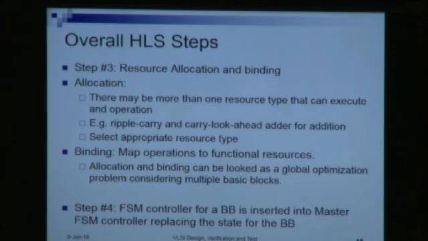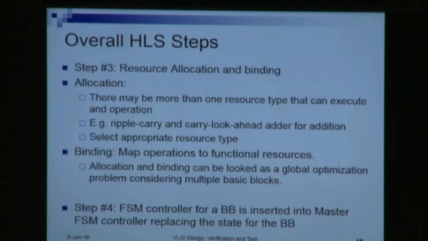So there may be more than one resource type that can execute an operation. For example, a ripple carry adder and a carry look ahead adder can both do addition. So the same addition operation can be done by either of them, and we have to select the resource type through this aspect of allocation. Then binding comes, where we have to map operations to the functional units. We actually bind the functional units to the operations in the schedule.